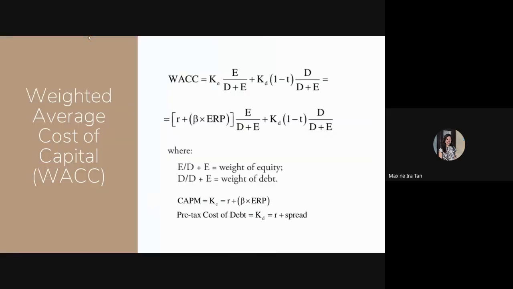So the weighted average cost of capital is calculated as follows. It's the cost of equity times its proportionate weight plus the cost of debt times 1 minus the tax rate times its proportionate weight. The cost of equity is normally calculated using the CAPM, and the cost of debt is the risk-free rate plus the spread. Next slide.